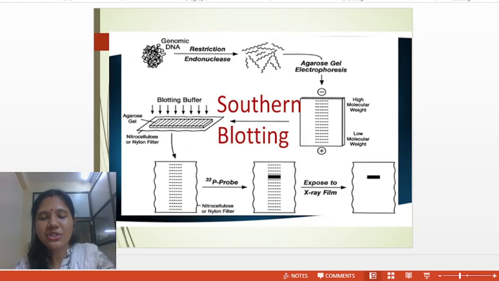This is the structural representation of the Southern blotting technique. Here the genomic DNA is cut into small pieces with the restriction endonuclease enzyme, and then we run it on agarose gel electrophoresis. The DNA segments get separated in the gel electrophoresis, and finally we transfer them onto the nitrocellulose membrane and treat it with probes to detect the specific presence of the DNA.